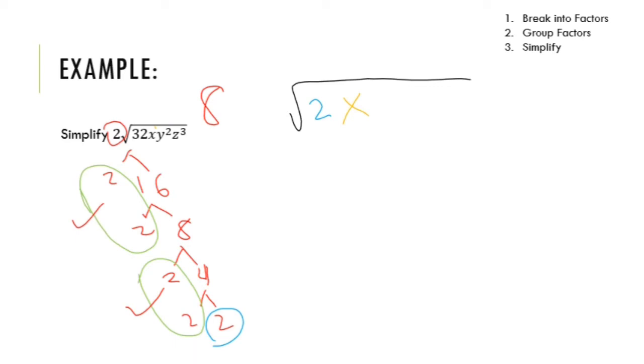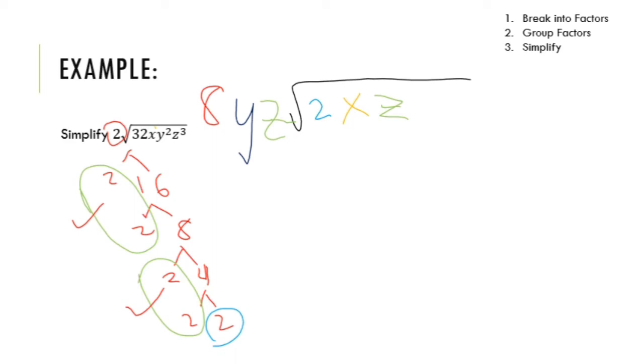Y squared, y to the 2. 2 divided by 2 is 1. So we're going to have y to the 1 on the outside. And now we have z cubed. So 3 divided by 2 is 1, with a remainder of 1. So we're going to have a z on the outside, and we're going to have that remaining z on the inside.